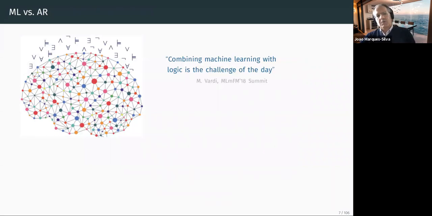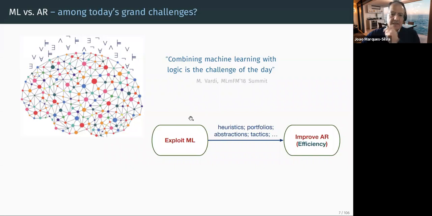So let's now move towards the intersection of machine learning and automated reasoning. So 2 years ago, a well-known researcher said that combining machine learning and logic is a challenge of the day. And this is the image I see as mixing the two. And there are different ways we can do this.